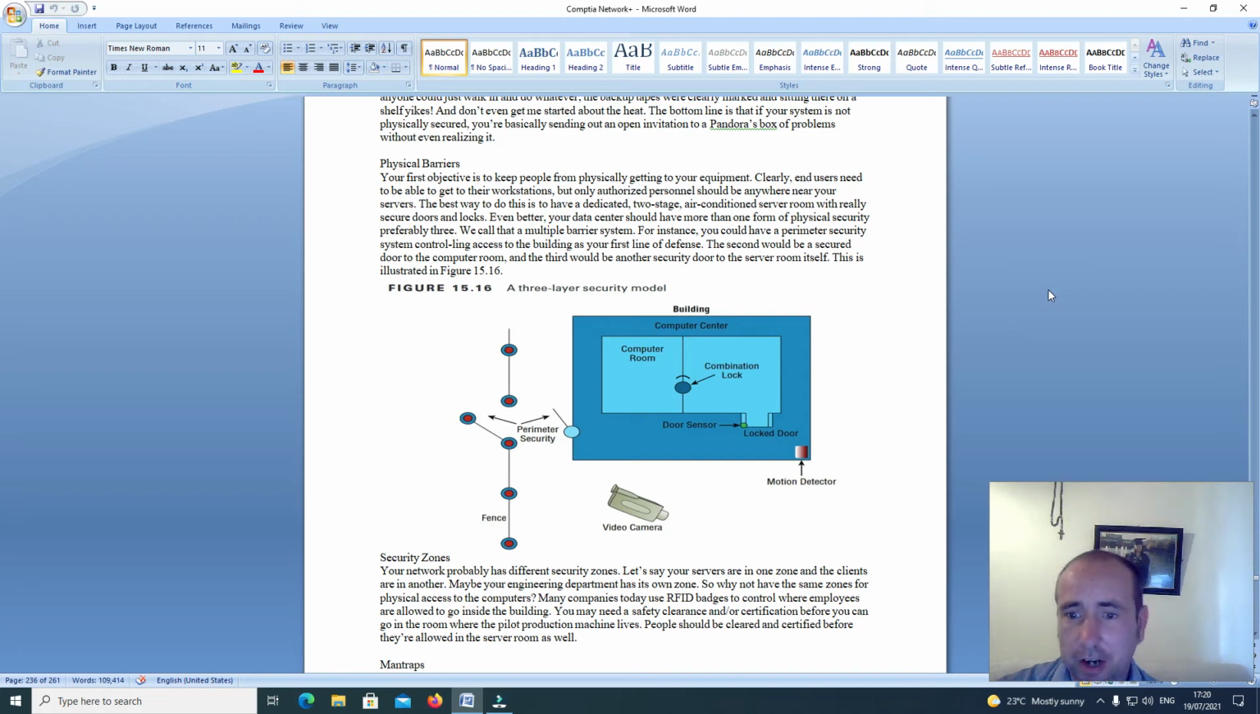For instance, you could have a perimeter security system controlling access to the building as your first line of defense. The second would be a secured door to the computer room, and the third would be another security door to the server room itself. This is illustrated in figure 15-16.